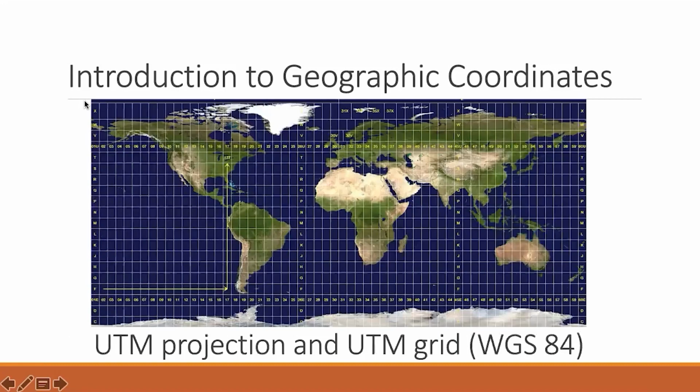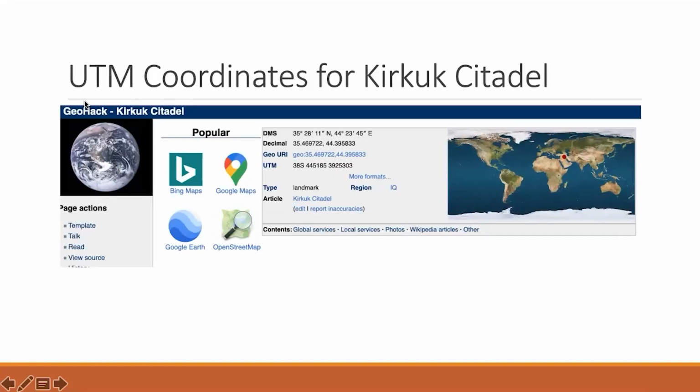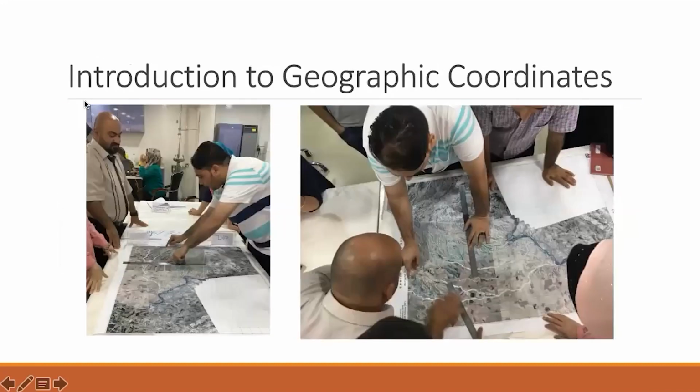One of the most frequently used coordinate systems in archaeological survey work is UTM. This creates zones with numbers that follow them. For Iraq, the UTM zone is 38 south, which is then followed by a specific number. For example, this is the UTM coordinates as listed for the Kirkuk Citadel in the entry for the citadel on Wikipedia.